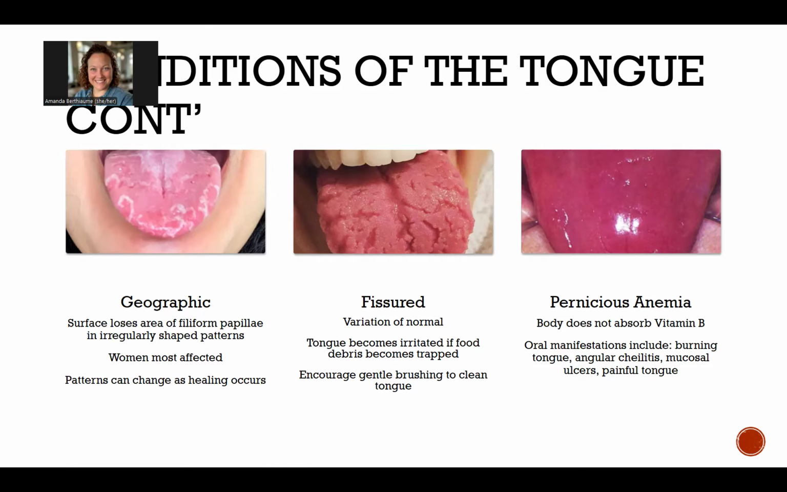Pernicious anemia is where the body does not absorb vitamin B. You can see it on the right here. They might have a smooth, glossy tongue. It might burn. They might have angular cheilitis on the sides of their mouth. It'll be just a shiny tongue. Really, this can be very painful. But again, nutritional deficiency.